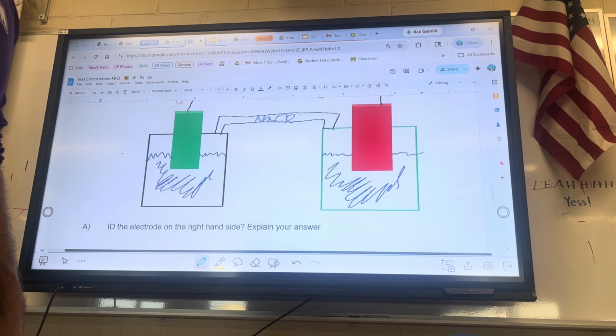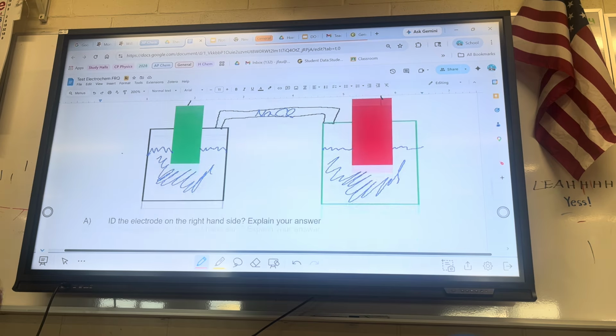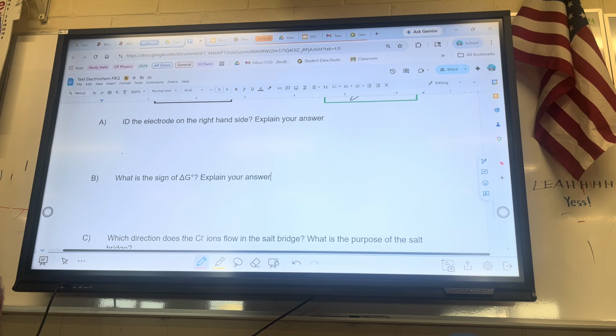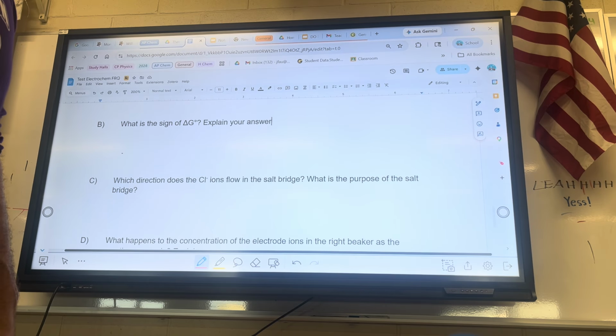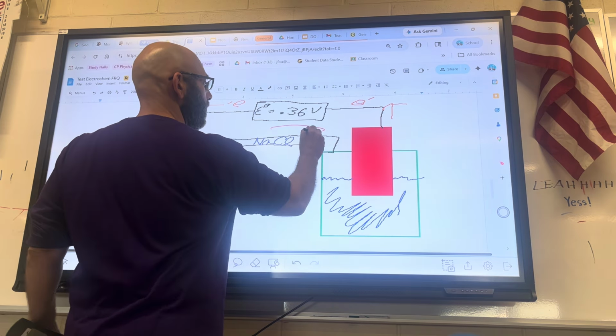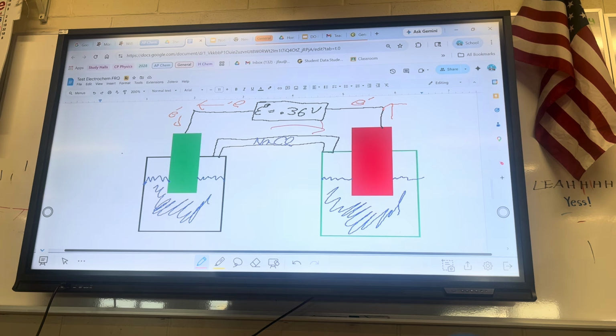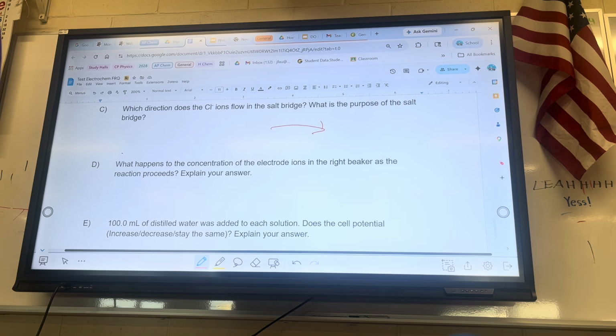What's the sign of delta G? Explain your answer. Well, because E naught is positive, then delta G has to be negative. The negative ions are going to go, they go away from the electrons. Sulfur is used to balance the charges, keep everybody neutral.